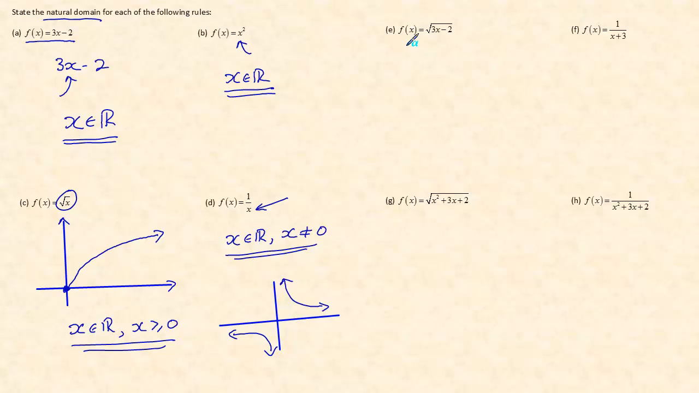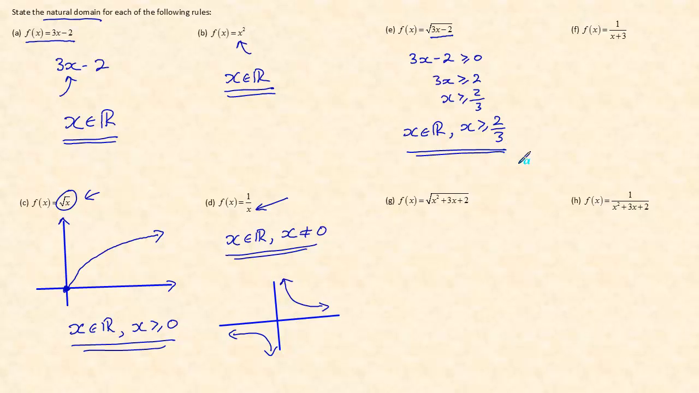Now this one here, the square root of 3x minus 2, is going to be similar to this one here. What we can't have is a negative inside here. So it only works if 3x minus 2 is greater than or equal to 0. So 3x needs to be greater than or equal to 2, so x needs to be greater than or equal to 2/3. So we can input any real value provided that x is greater than or equal to 2/3.